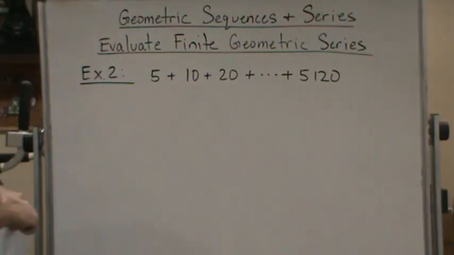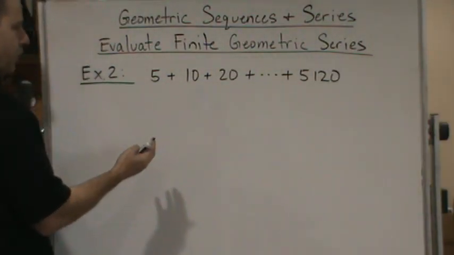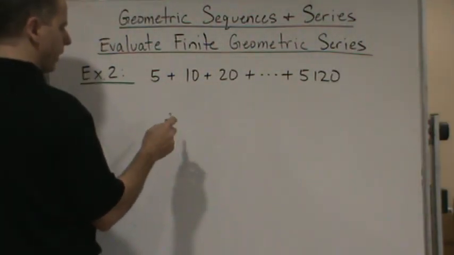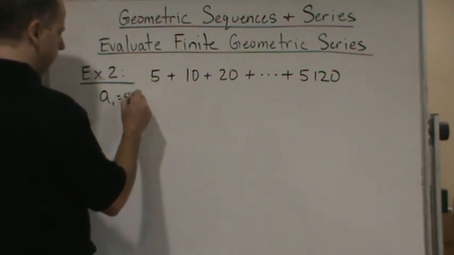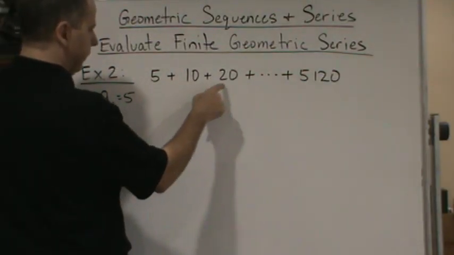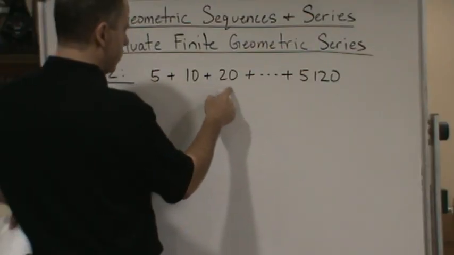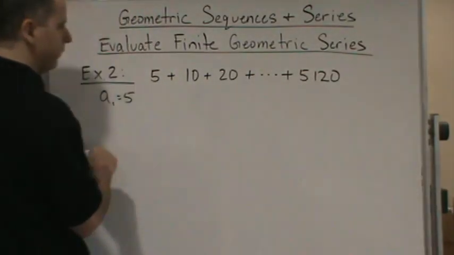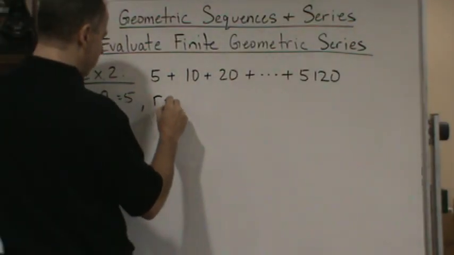So in this case here, what do we got? We got the sequence. So this is the sum of the first n terms of a geometric sequence. And so we know a1 is equal to 5. And then the common ratio, we can see that this is doubling. Every term is double: 5, 10, 20, all the way up to 5,120. So we know that r is equal to 2.